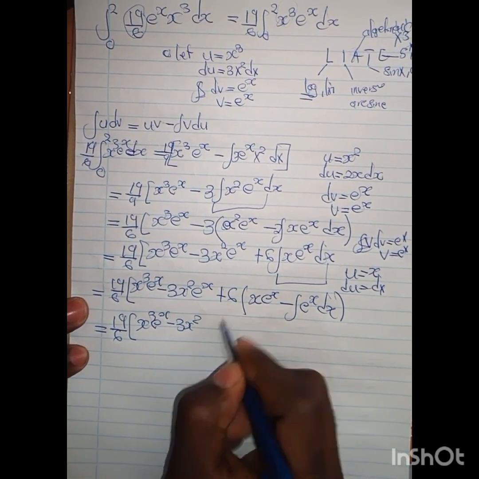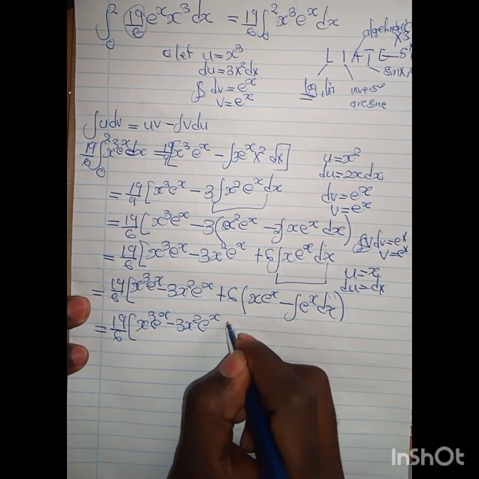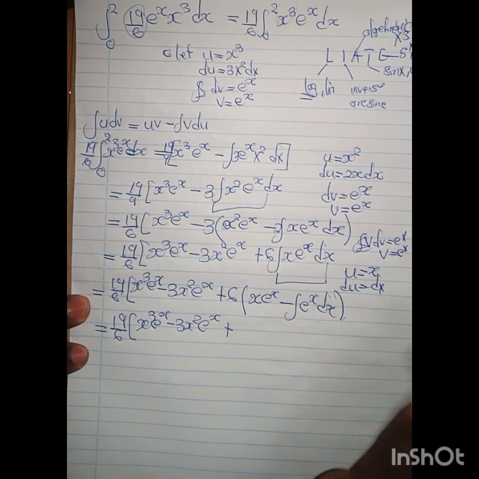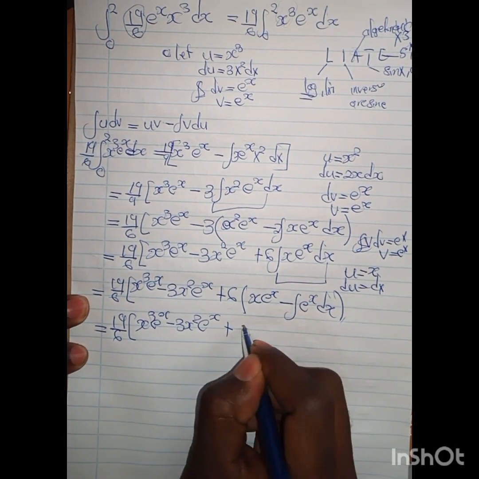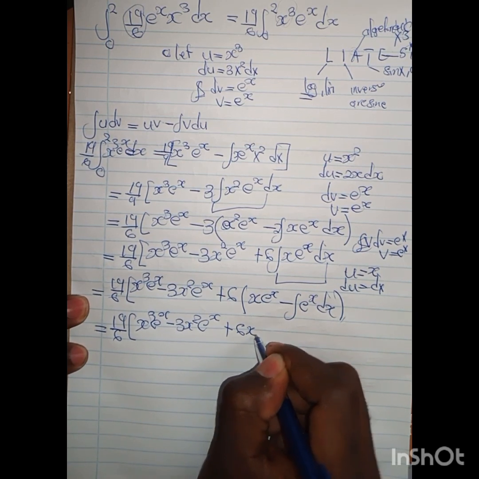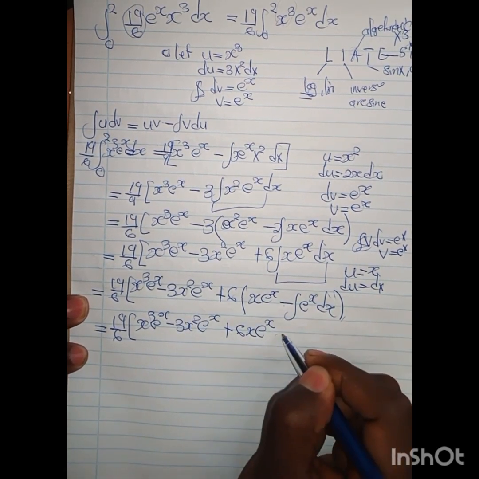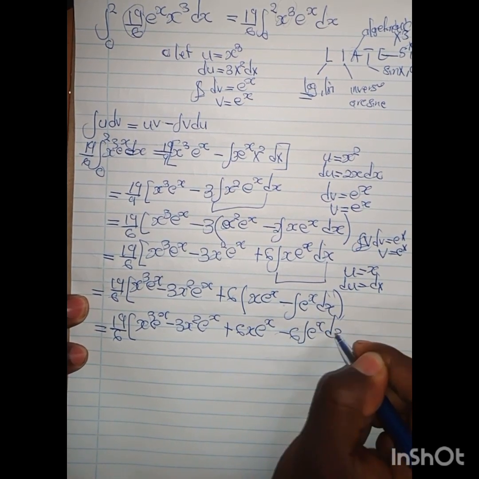So let us move. Now we have the following part: 19 over 6 x cubed e to the x minus 3x squared e to the x, all right, plus, then you can multiply the 6 inside here to remove the brackets so that the problem can be clear or show us direction of where we are going. Then we have 6 x e to the x, right? Then multiply 6 inside here minus 6, the integral of e to the x dx.